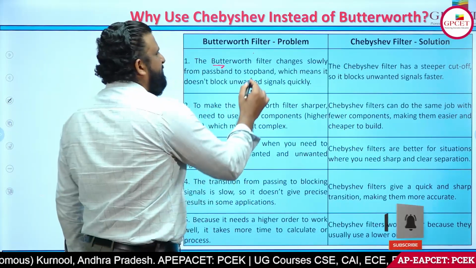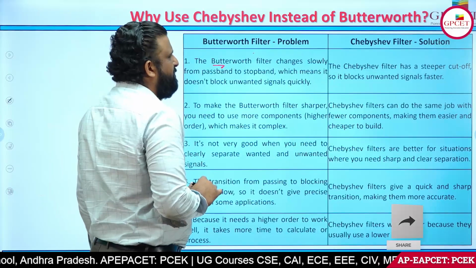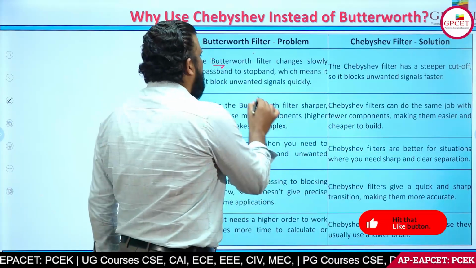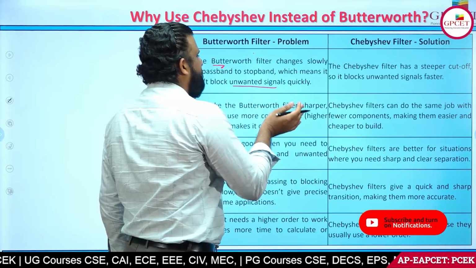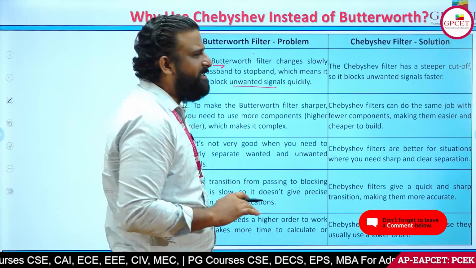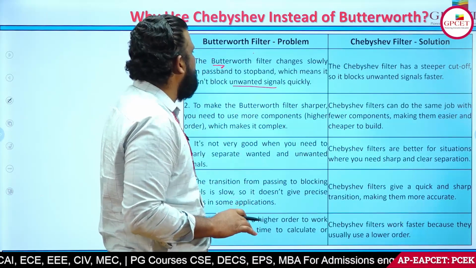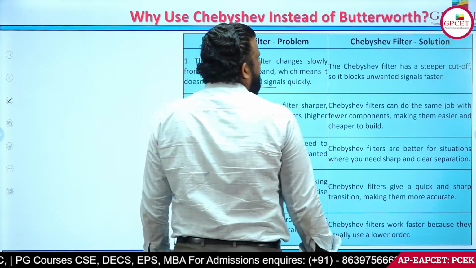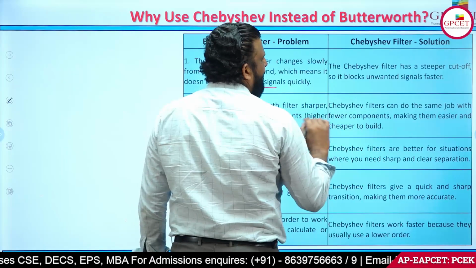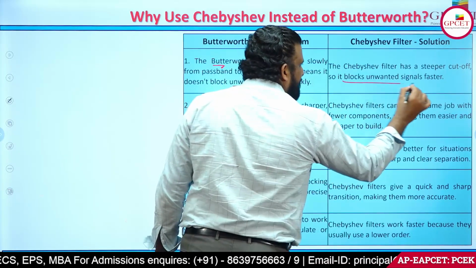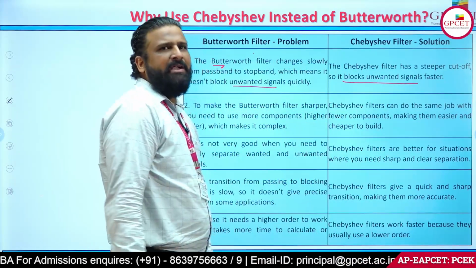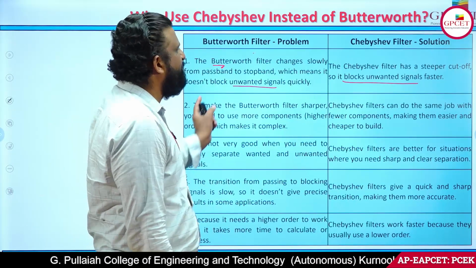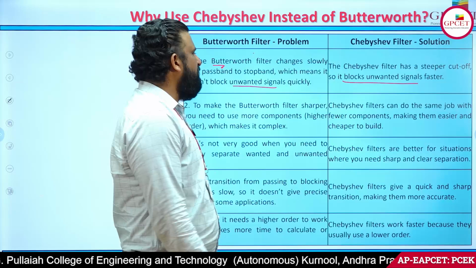The Butterworth filter changes slowly from passband to stop band, which means it doesn't block the unwanted signal. This is one of the drawbacks. But the Chebyshev, though it also changes from passband to stop band, blocks the unwanted signals. This is one of the main drawbacks present in the Butterworth filter, which is overcome by the Chebyshev filter.